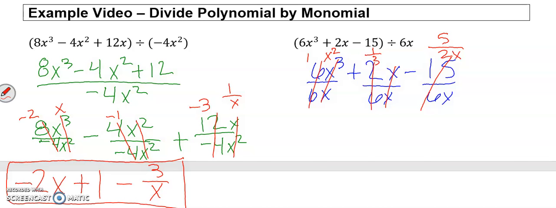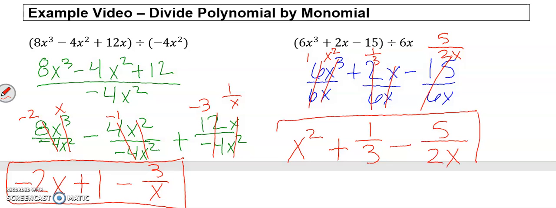So in my final answer, I can write x squared plus 1/3 minus 5 over 2x. And that is our final answer.